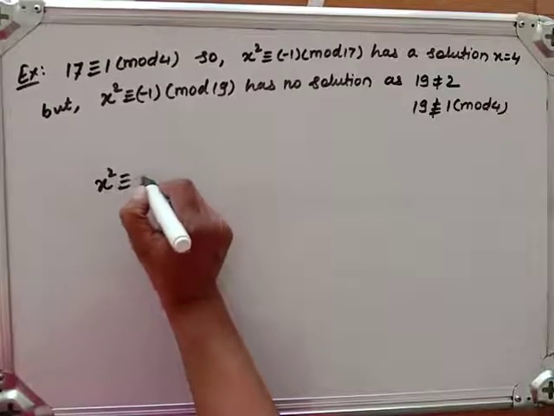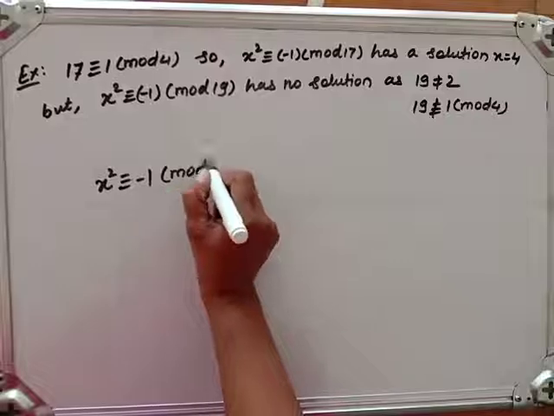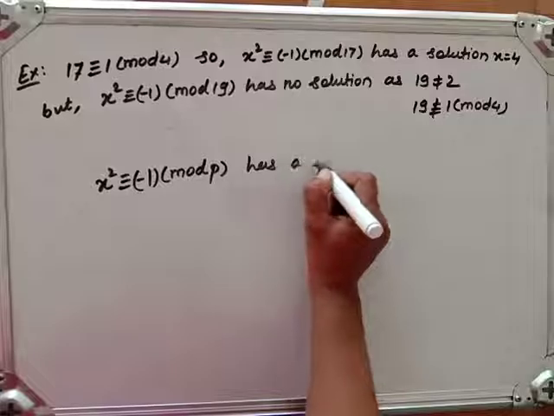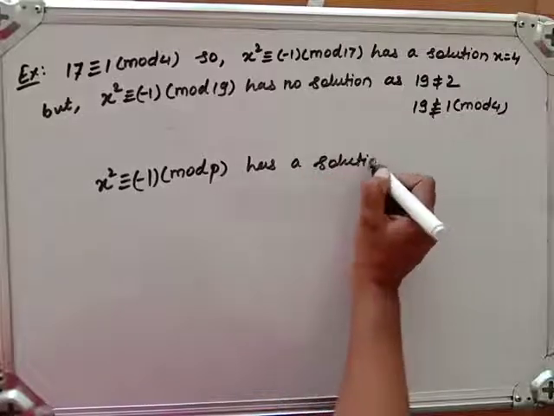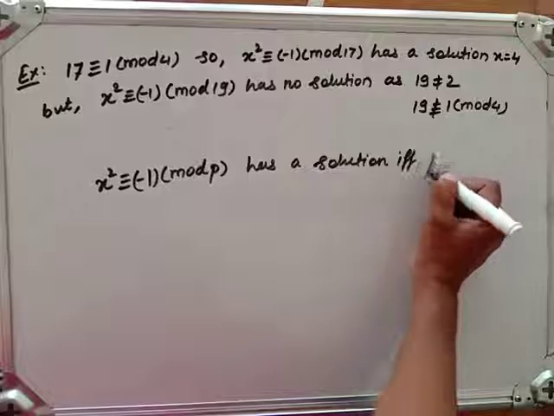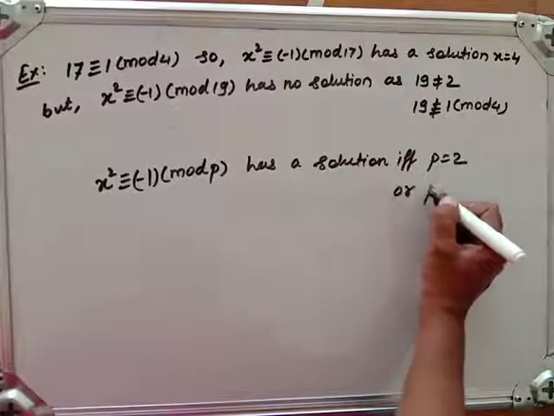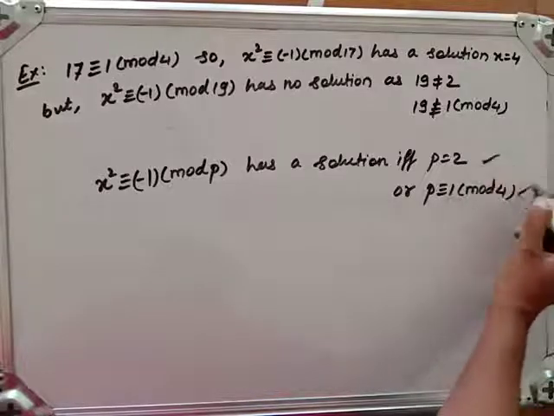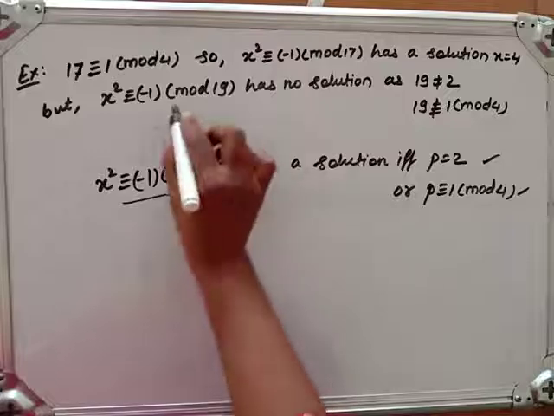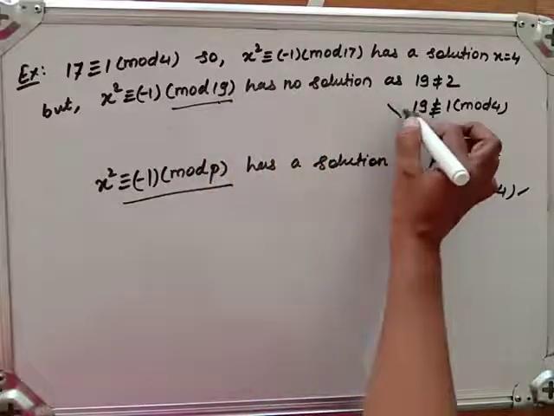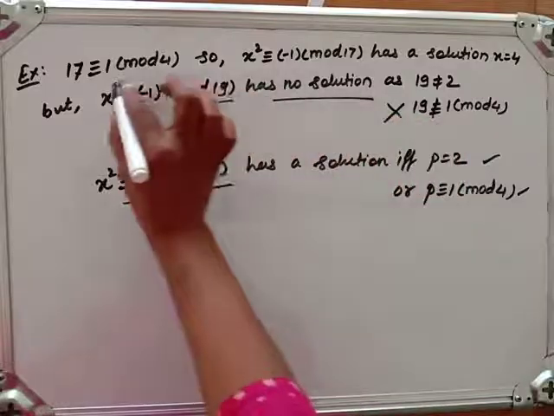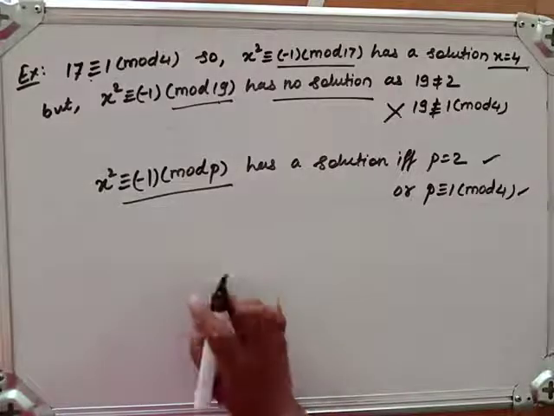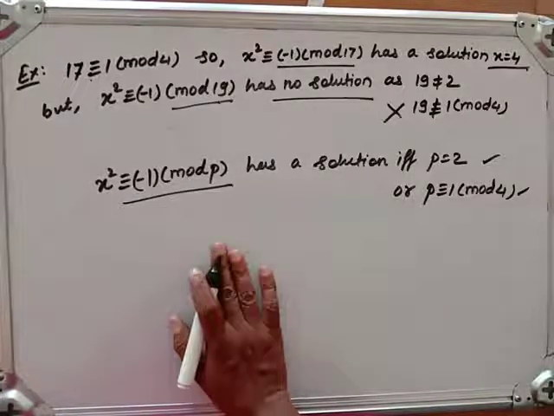What does the theorem say? x squared congruent to minus 1 modulo P has a solution if and only if either P is equal to 2 or P is congruent to 1 modulo 4. If any one of them is true, then this has a solution. So for P equal to 19, neither is true, that's why it doesn't have a solution, while this one has a solution, and that is x equal to 4 itself. This is about the corollary, Wilson's theorem and all.